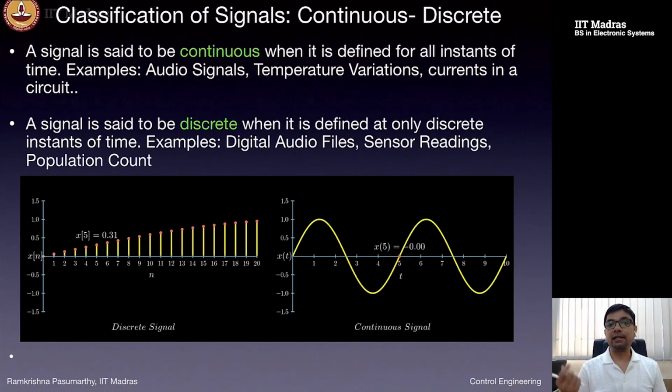I'm taking sensor readings periodically, say after every 5 minutes, or I do the population count, say once a year or once in 10 years, and so on. Pictorially, the picture on the left would be the discrete signal, and the picture on the right would be a continuous signal.